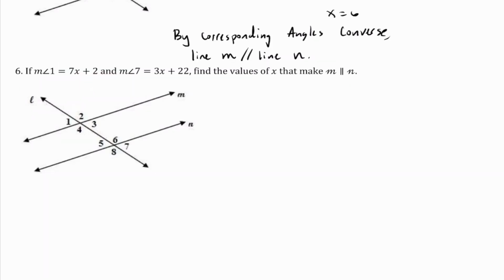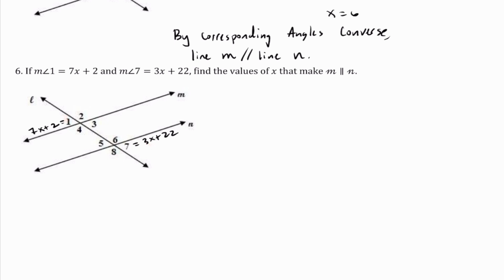And now the final problem for today, number 6. If measure angle 1 is 7x plus 2 and the measure of angle 7 is 3x plus 22, find the values of x that make M parallel to N. Well, the measure of angle 1 is 7x plus 2. Here's angle 1. I'm going to write 7x plus 2, and the measure of angle 7 is 3x plus 22. Angle 7 is located right here. So I'm going to write 3x plus 22.